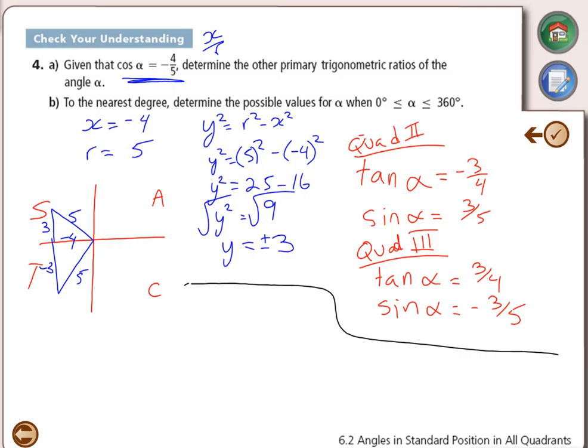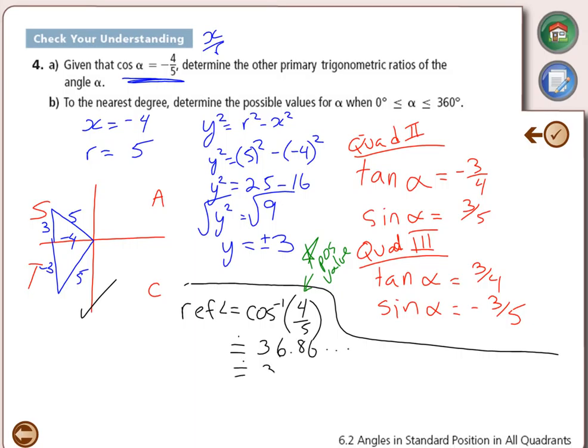Last thing, to find the angles, we're going to use the exact same thing we did in number 3. The 3 steps. We've got it drawn, so that's step 1. Step 2, reference angle. Reference angle is equal to the inverse cos of the positive value. Always the positive value. Trick the calculator. Again, star that positive value. And then we can punch that into the calculator. It comes out to approximately 36.86. So we're going to say 37 degrees.